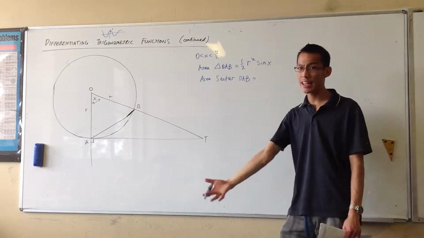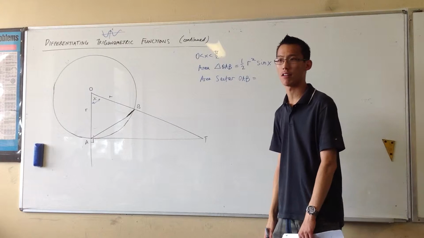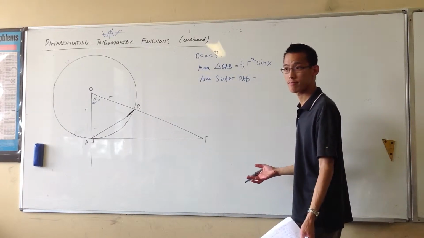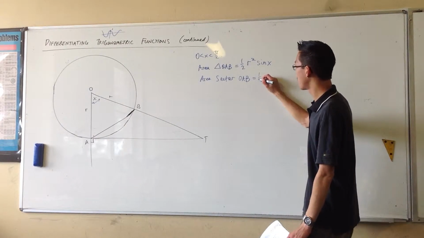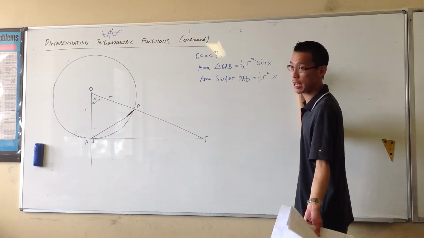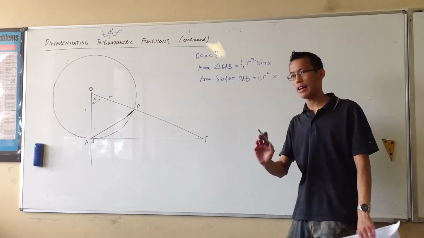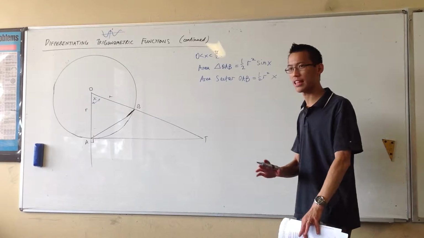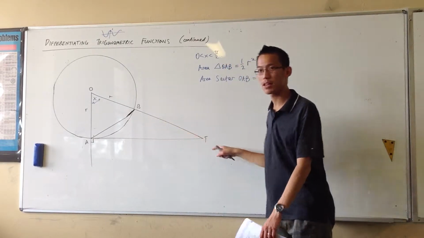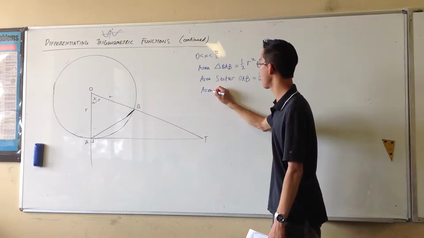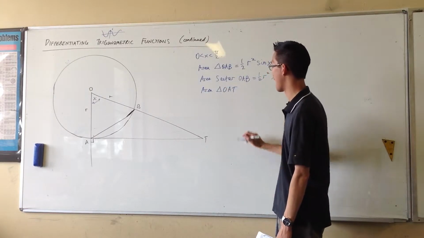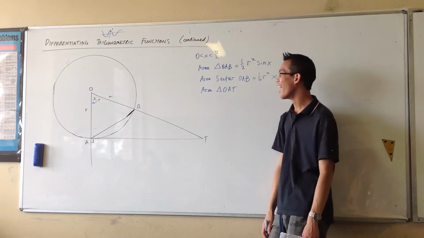Now I'm after the area of this sector, OAB. And again, this is just a standard radian measure result, right? Area of a sector is half R squared theta, which in this case is just x. All right, now lastly, this is like a little extra work, but not that much. What's the area of this bigger triangle? Area of triangle OAT, or tau, if you like, whatever.